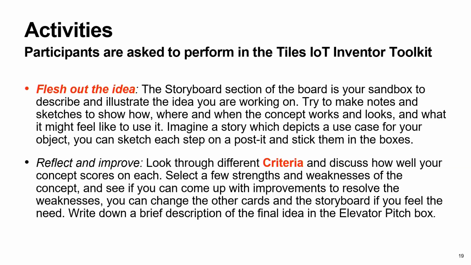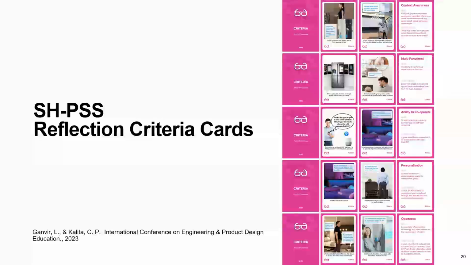Write down the brief description of the final idea in the elevator pitch box. So, final is the elevator pitch box. So, from the storyboard finally you get the elevator pitch box. Yeah. So, these are reflection cards. I am just showing you the reflection card first, on the basis of which we were evaluating the concepts.